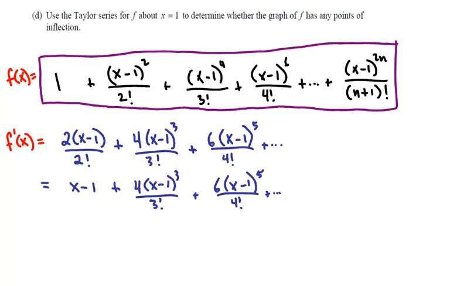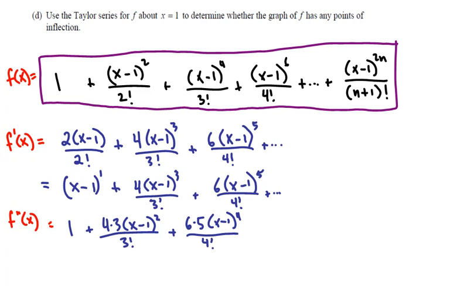And I could kind of write that as being to the first power. Now then the second derivative would be the derivative of x minus 1, which is just 1, then plus 4 times 3 times x minus 1 squared over 3 factorial, and then plus 6 times 5 times x minus 1 to the fourth power over 4 factorial.